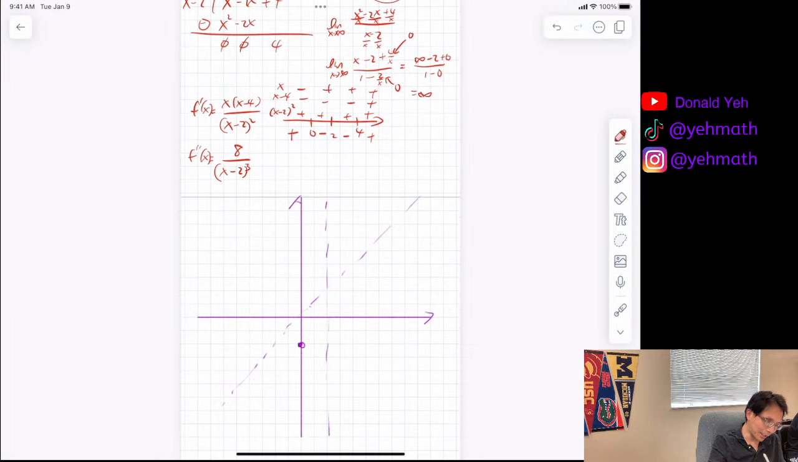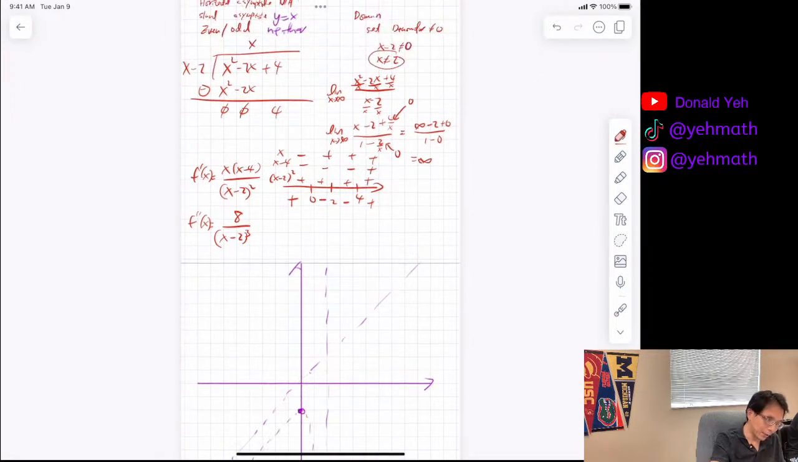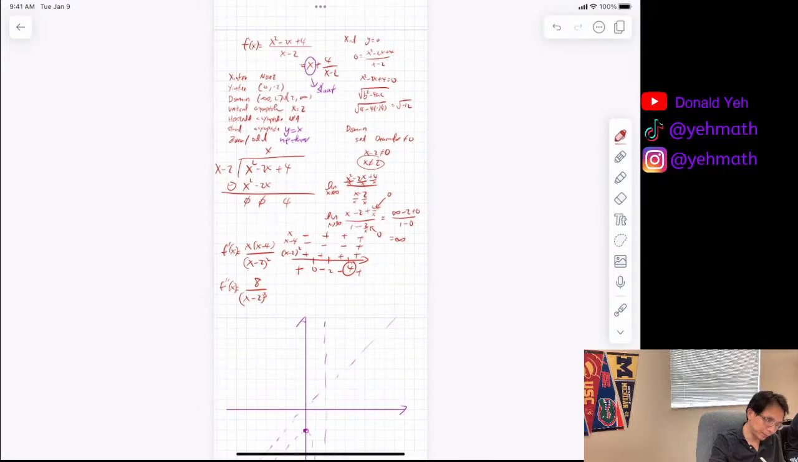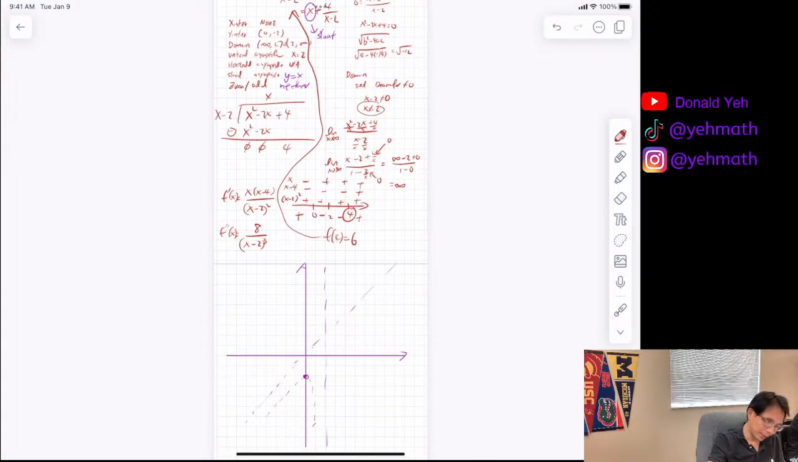So by seeing that, you already see this is going to go up, this comes back down, and there is a minimum here. So if I plug in f of 4, I believe I'll get 6. That means I plug into the original function, and I'm going to get 6. So 4 and 6 is going to be right here, this point here.